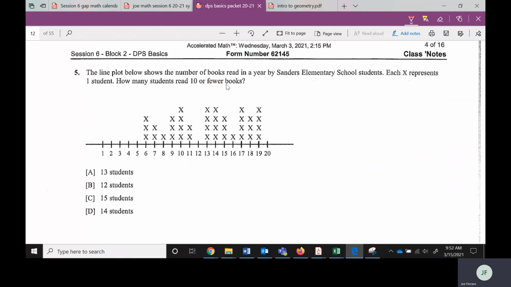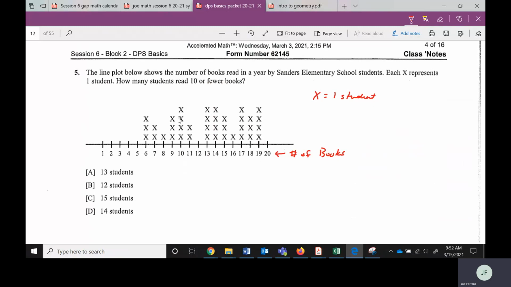10 or fewer books? So the key here is understanding this number down here is not the students. This represents the number of books. The X equals 1 student. So like 19 books, 1, 2, 3, 4 people read that.